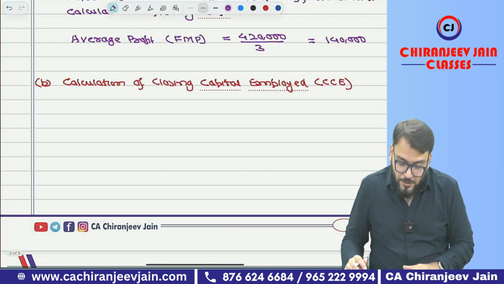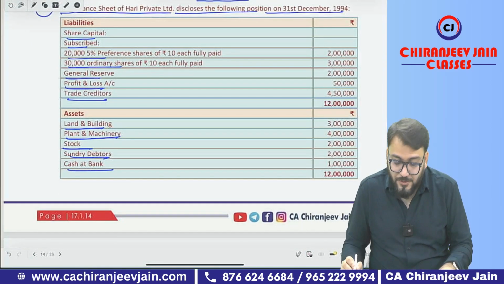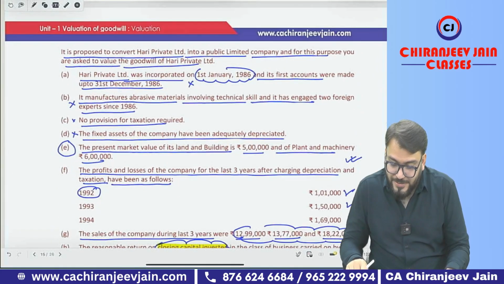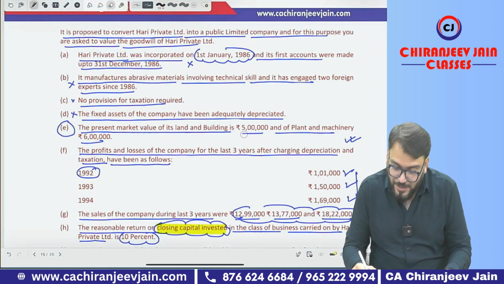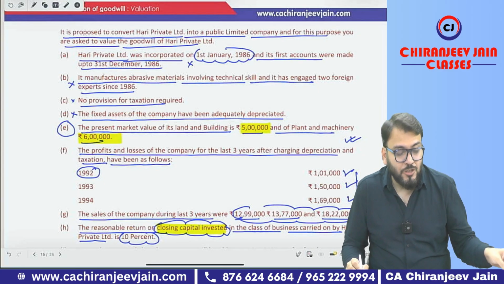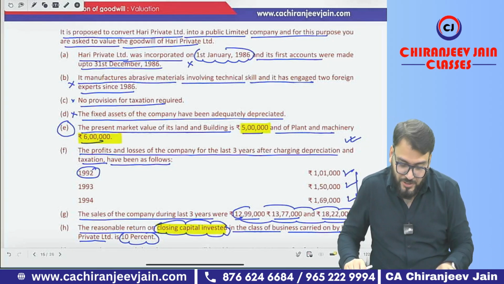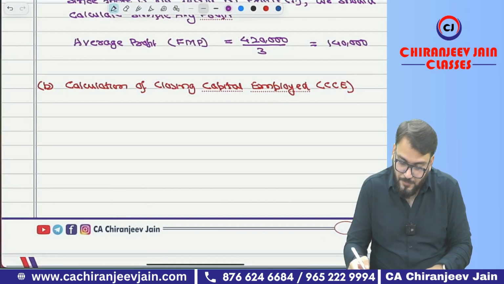Can we do this? So we'll start from all assets, coming to what? Land and building. For land and building and plant and machinery, they have given the fair value information. You can see they have given land and building 5 lakh, and for plant and machinery, they have given 6 lakh. We will take this information. And for other assets and liabilities, we'll take book value.